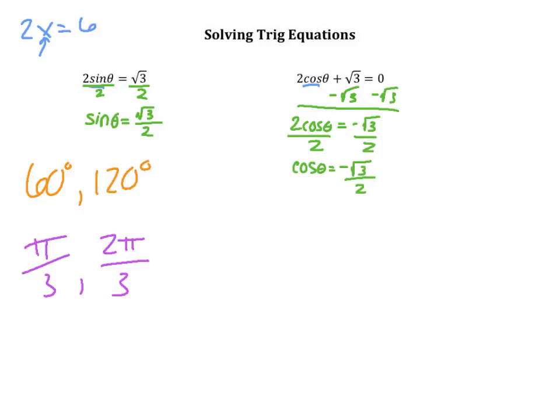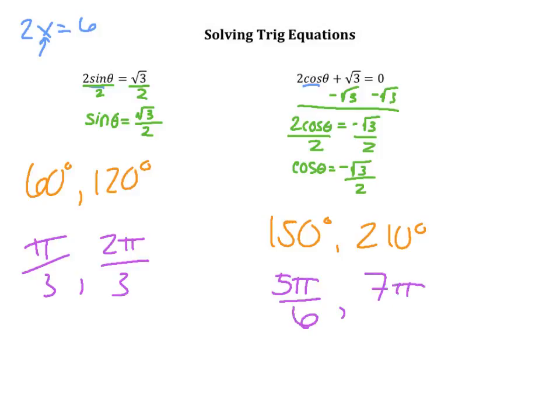So now, take a look at the unit circle, and where does cosine theta equal negative square root of 3 over 2? In degrees, the answer is going to be 150 degrees and 210 degrees. Now, if the directions want it in radians, just give the radians. So we have 5 pi over 6, and then we have 7 pi over 6.